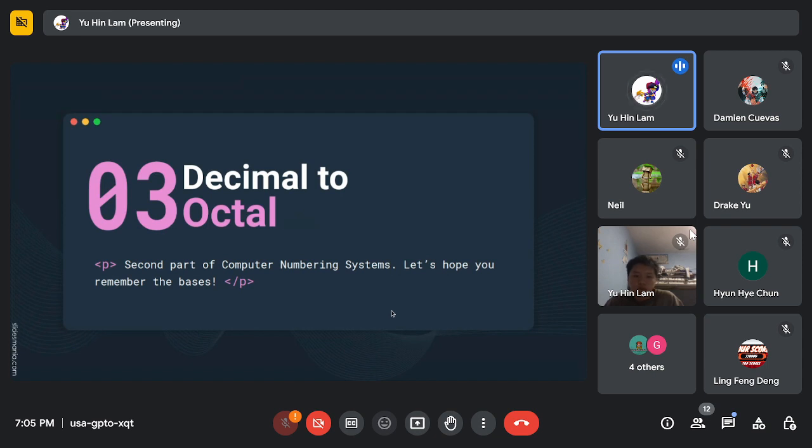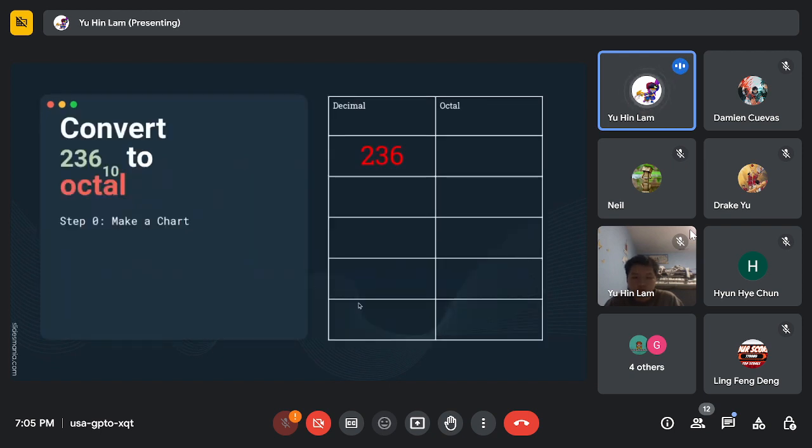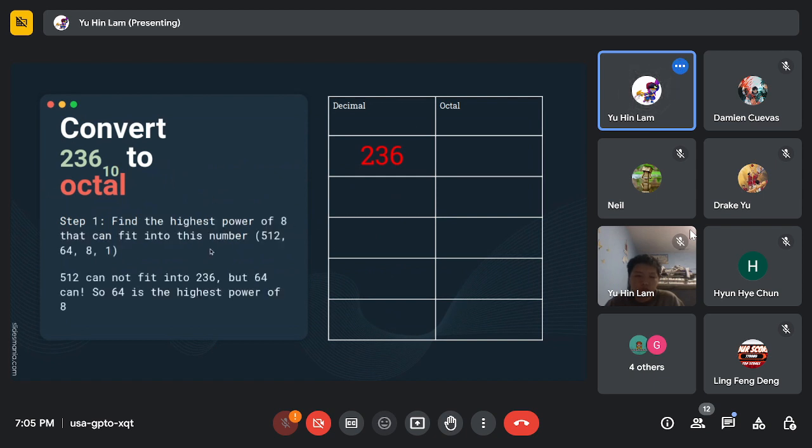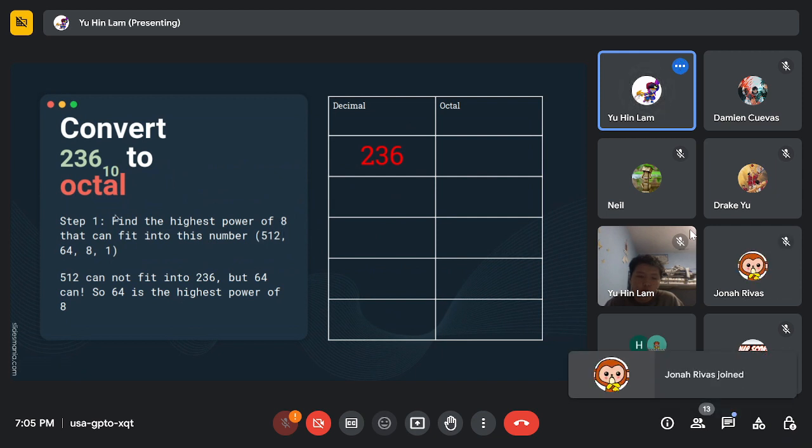Right. So for all types of computer numbering systems, decimal, binary, octal, and hexadecimal, our first step would be to first make a chart. In this case, our decimal number will be 236 base 10. We're trying to convert this number to octal. So our first step would be to find the powers of these numbers. For 8 to the power of 0, 1, 8 to the power of 1, 8, 8 to the power of 2, 64, and 8 to the power of 3, 512.